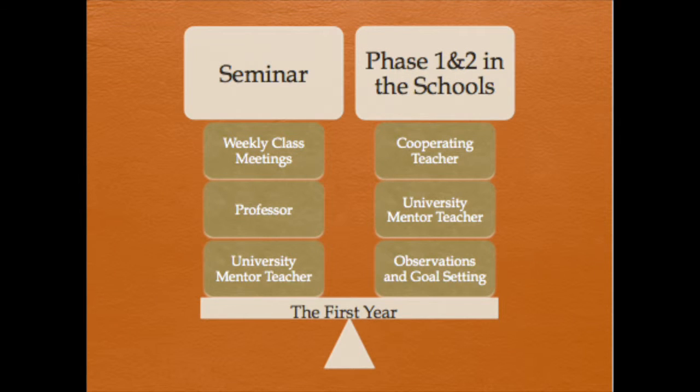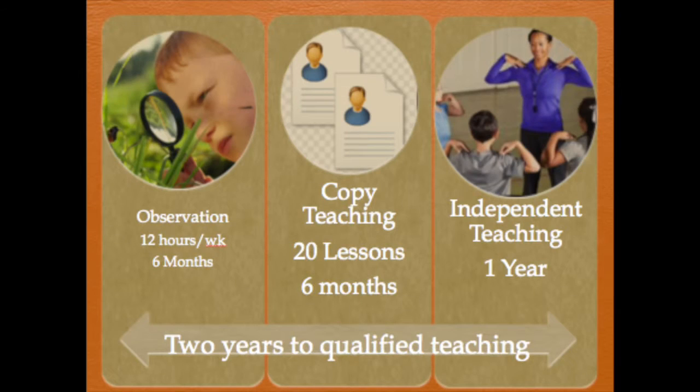During this year, the student has a mentor from the university who makes occasional school observations and meets at a weekly seminar where they can meet with the professor to plan and assess issues that arise in the school placements throughout the year. The final phase is called independent teaching, where the student teacher takes over the cooperating teacher's class completely and implements their own lesson plans.